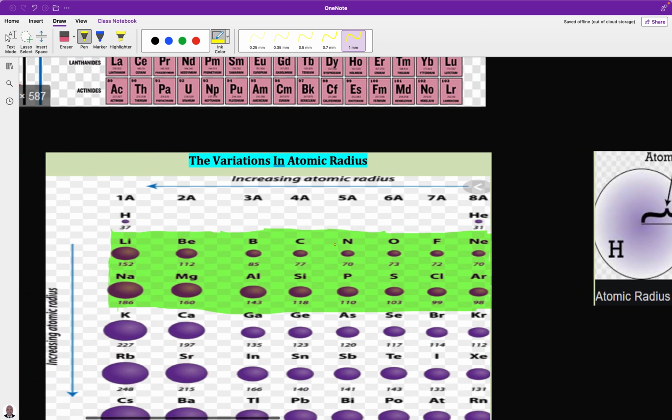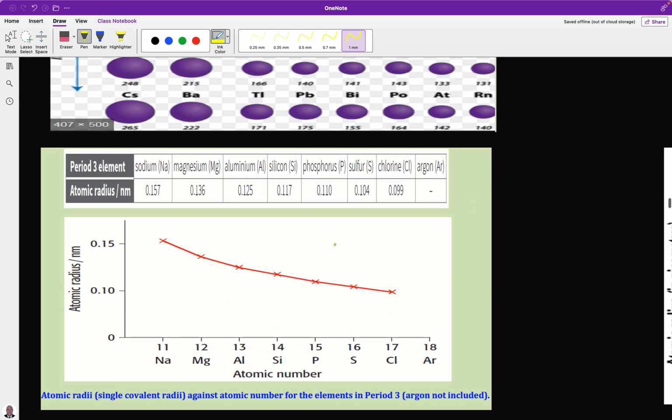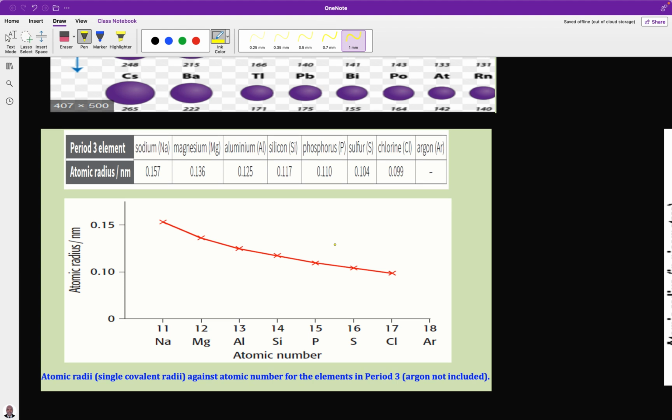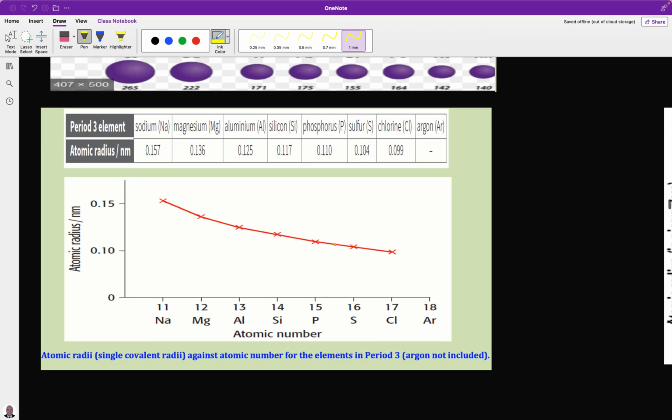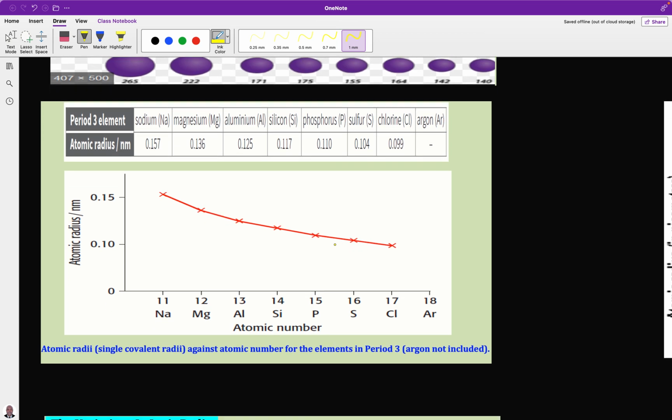Now, we want to look at the variation in the atomic radius in period 3, from sodium to argon. From the curve, you will see that the atomic radius is decreasing from sodium right down to chlorine. There is a general decrease in the atomic radius across the period.